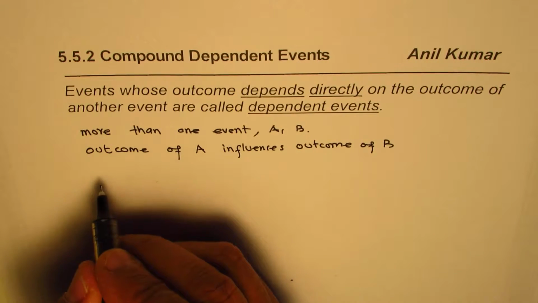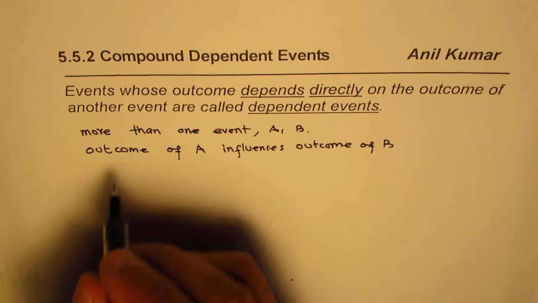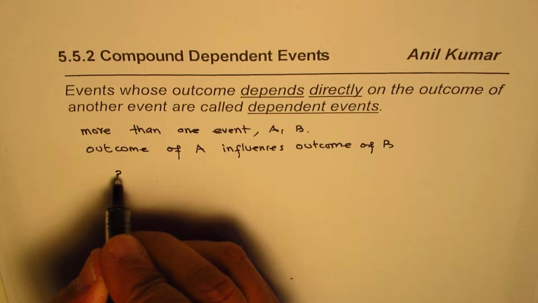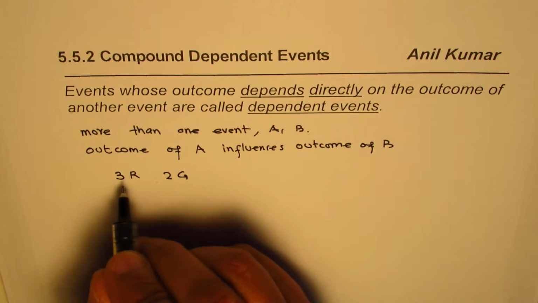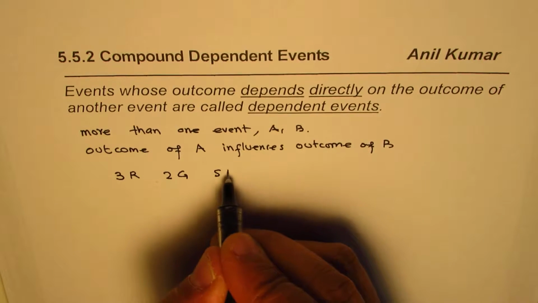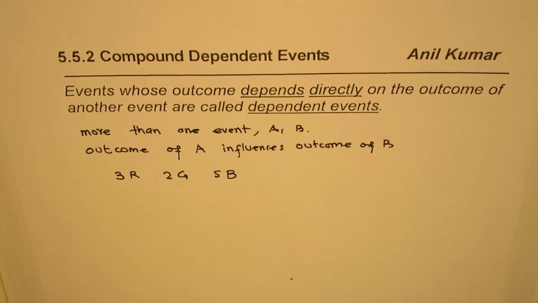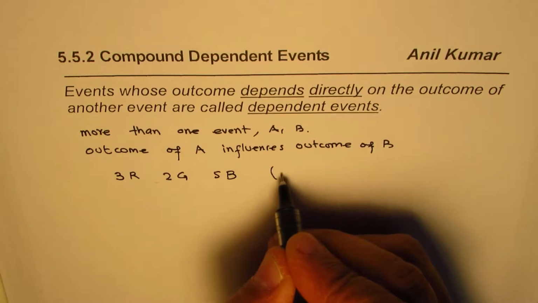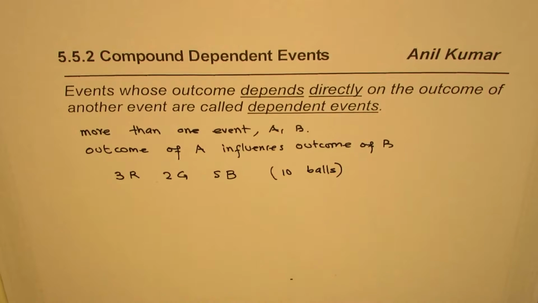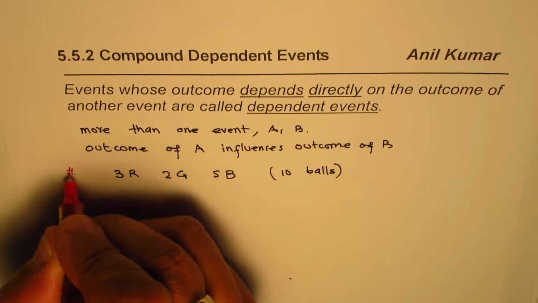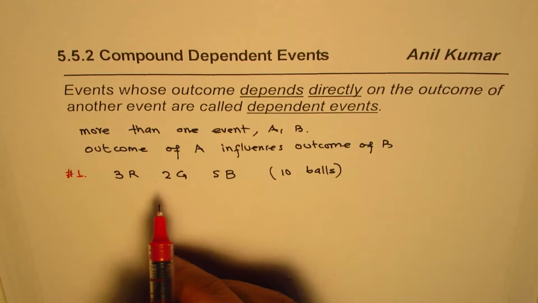Let us say we have a bag in which we have 3 red balls, 2 green balls, and 5 blue balls. So we have 10 balls in a bag, a total of 10 balls. That's an example.